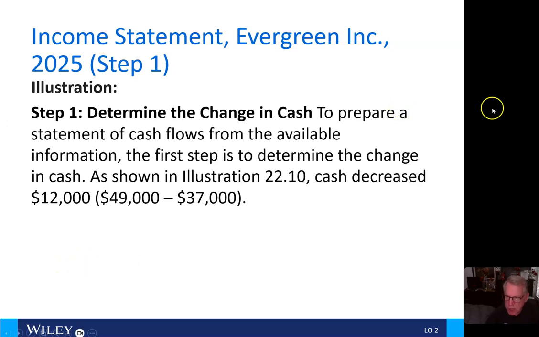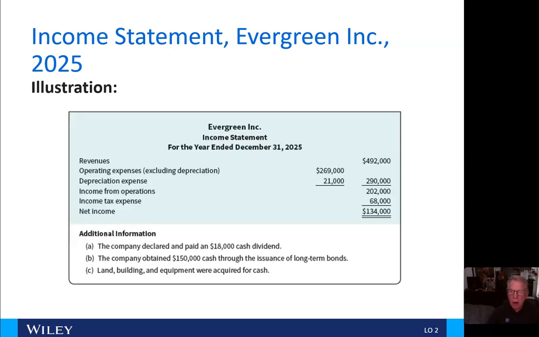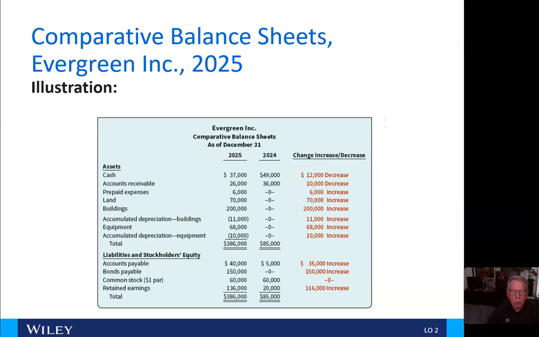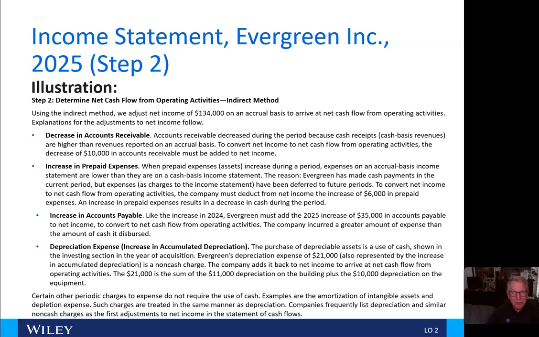So, first step, determine the change in cash. To prepare a statement of cash flows from the available information, the first step is to determine the change in cash. As shown in illustration 22.10, the cash decreased $12,000. That's $49,000 here, subtract $37,000. Here's the $12,000 decrease in cash. So where did it go? Inquiring minds want to know.